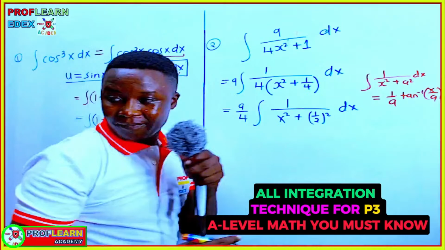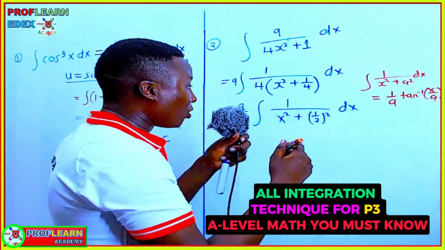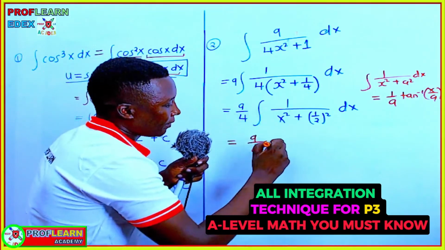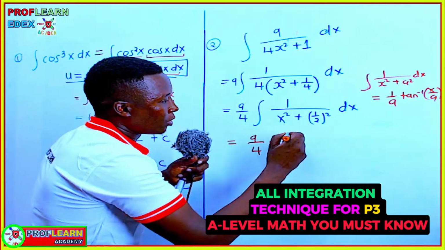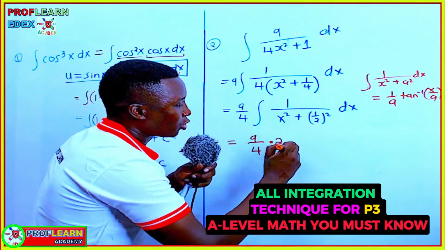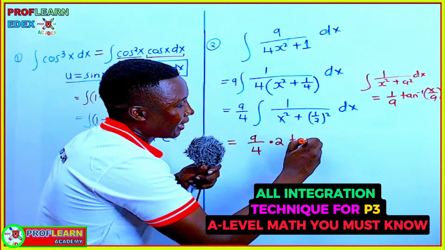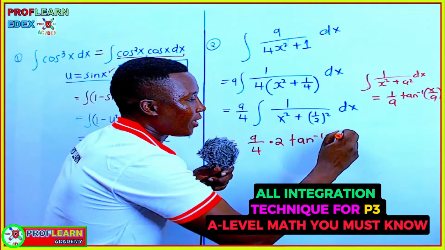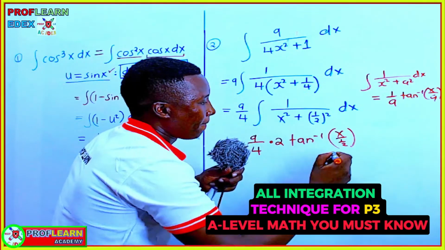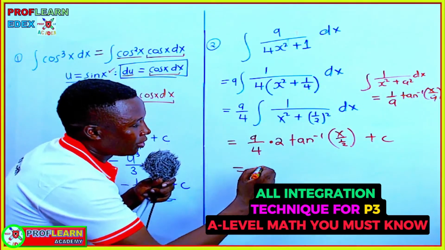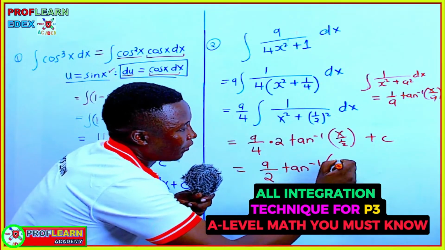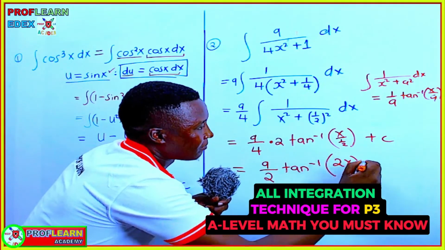And that is actually the technique that we're looking at in this case. So this one is going to be 9 over 4, and then we're going to multiply by 1 over a, but our a is a half. 1 over a half is going to be 2, tan inverse of x over, this is going to be 1 over 2 here, plus c. And finally, this is going to reduce to 9 over 2 tan inverse of 2x plus c.